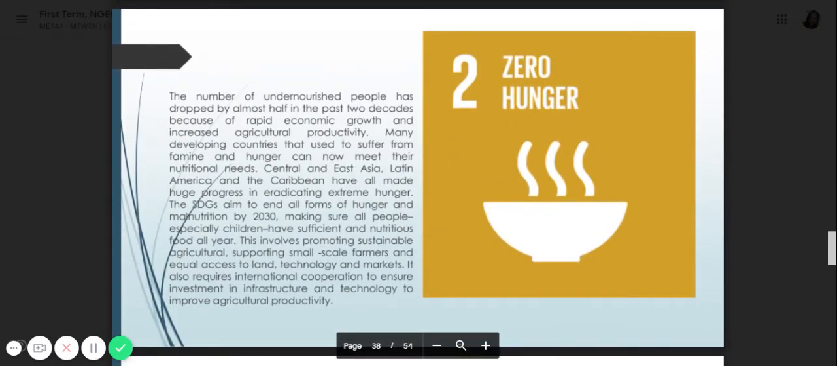In line with the first goal, we have zero hunger. Many developing countries that begin to suffer from famine and hunger can now meet their nutritional needs. Central and East Asia, Latin America, and the Caribbean have all made huge progress in eradicating extreme hunger. That's a good point. It also requires international cooperation to ensure investment in infrastructure and technology to improve agricultural productivity. Yes, no? Because it is how we get food.